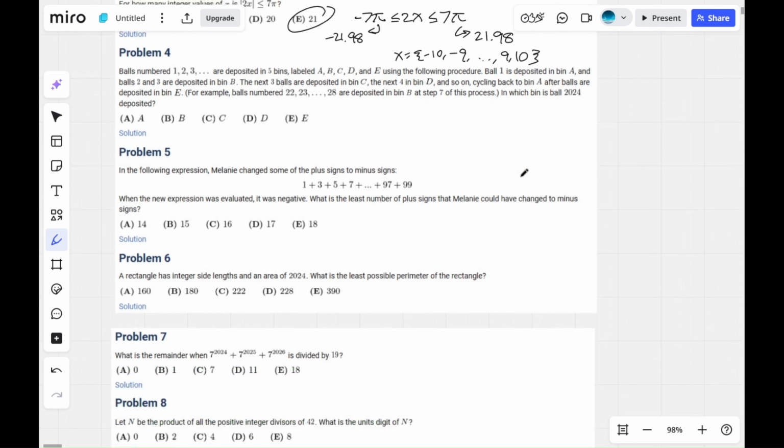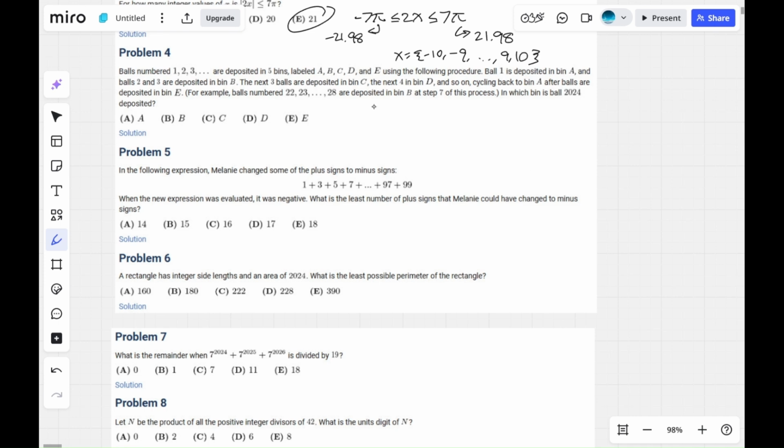Okay. Question 4. Balls numbered 1, 2, 3, etc. are deposited into 5 bins labeled A, B, C, D, and E using the following procedure. Ball 1 is deposited in bin A, and balls 2 and 3 are deposited in bin B. The next 3 are deposited in bin C, the next 4 in bin D, and so on, cycling back to bin A after balls are deposited in bin E. So they gave you an example. Balls number 22 to 28 are deposited in bin B at step 7. So we want to figure out in which bin ball 2024 is deposited.